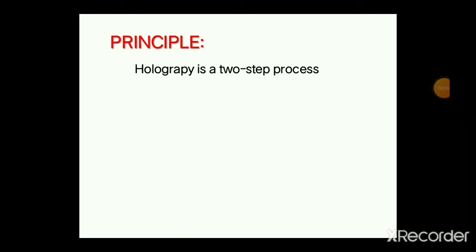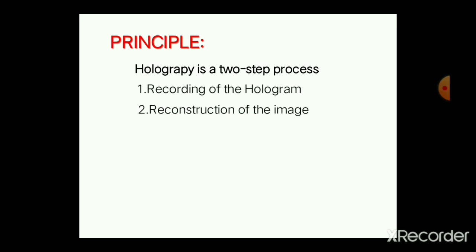Principle of holography. Holography is a two-step process. First step is recording of hologram where the object is transformed into a photographic record. The second step is the reconstruction of the image in which the hologram is transformed into the image. Unlike in the conventional photography, lens is not required in either of the two steps.